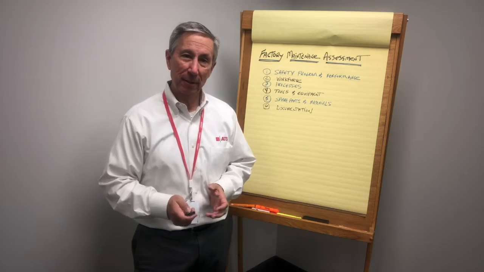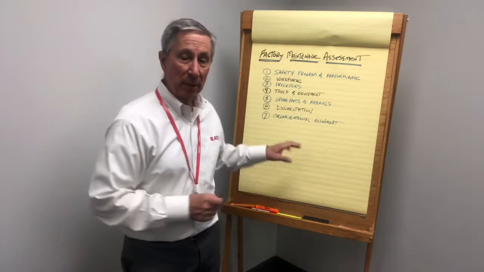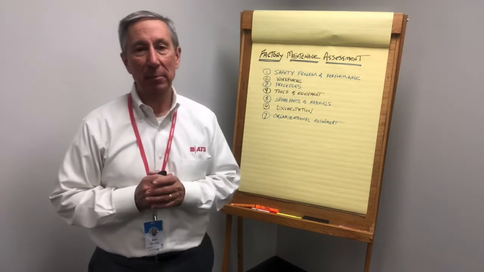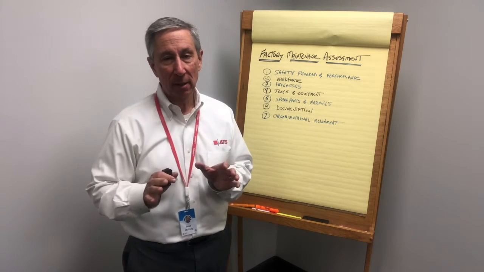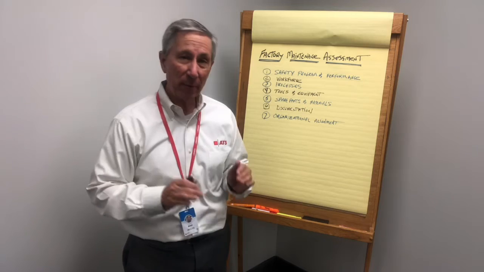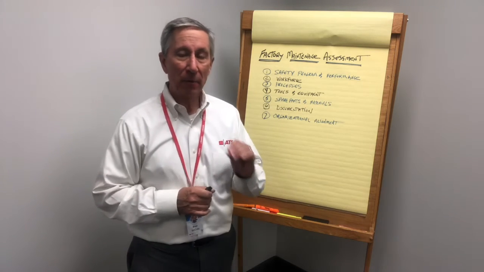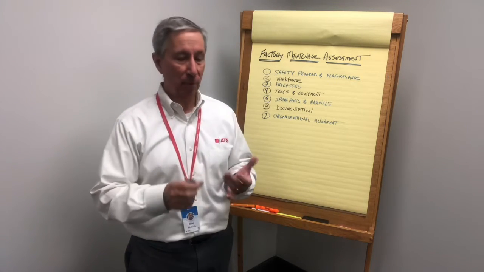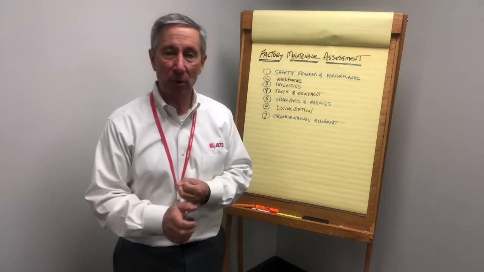so they can get their work done effectively and efficiently. This last category I'm going to touch on is called organizational alignment. What this means is the leadership of the maintenance organization and the maintenance program, are they aligned with the needs of the business? Are they aligned with production? Do they have the right criticality set up? Are they focusing on the right things?